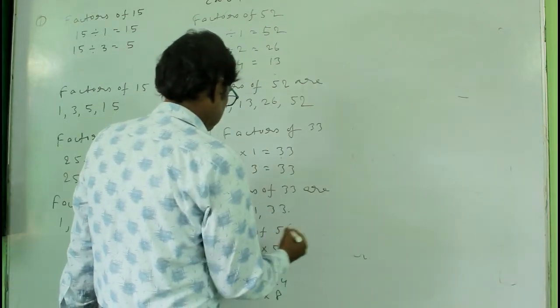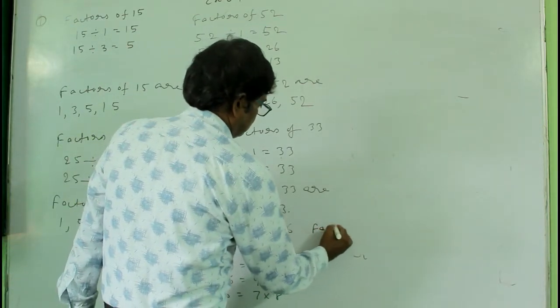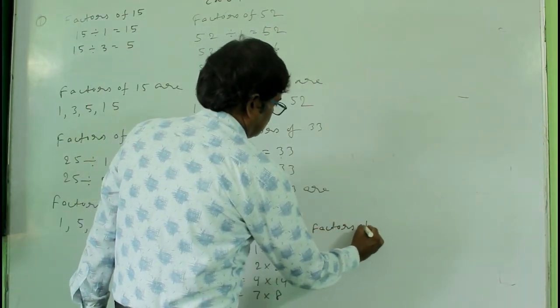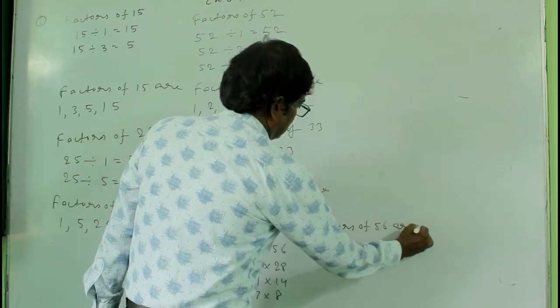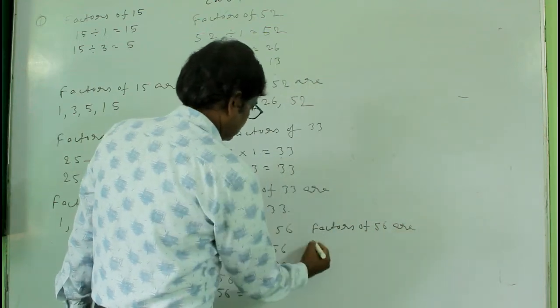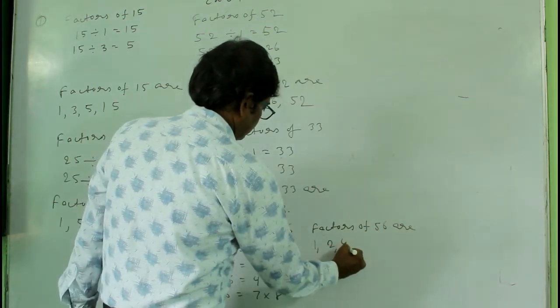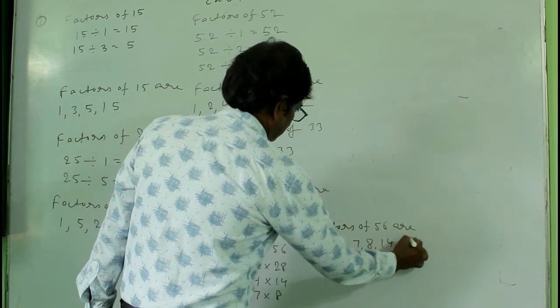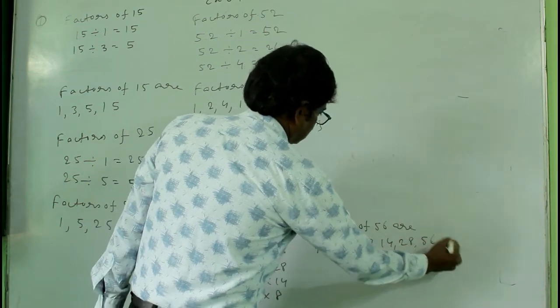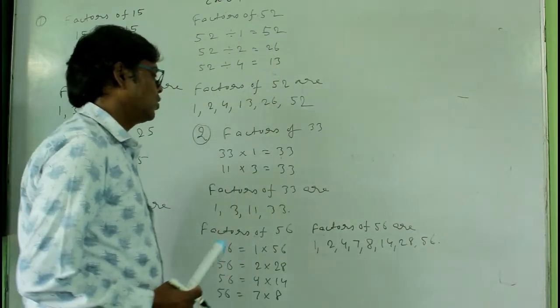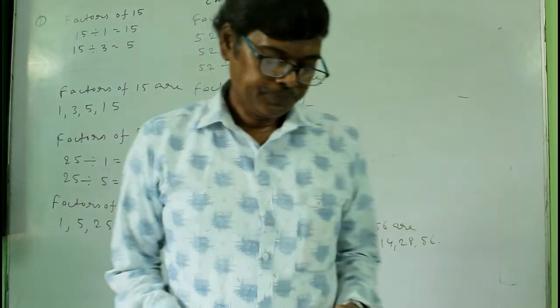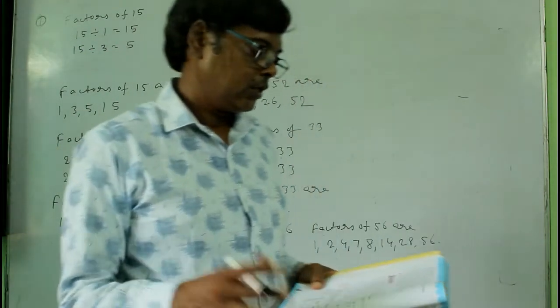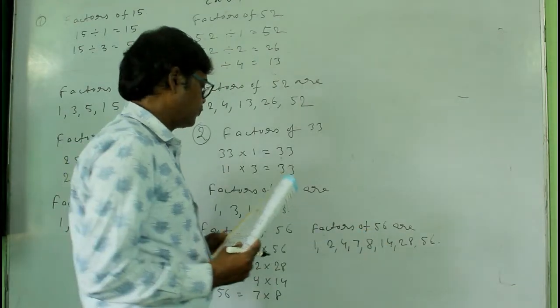So the factors of 56 are, you will write that 1, 2, 4, 7, 8, 14, 28 and 56. Okay, these are the factors of 56. Okay. So next is 84. Okay, I will find the factors of 84.